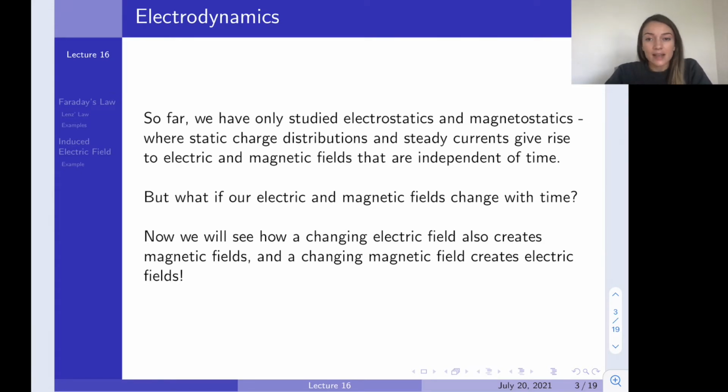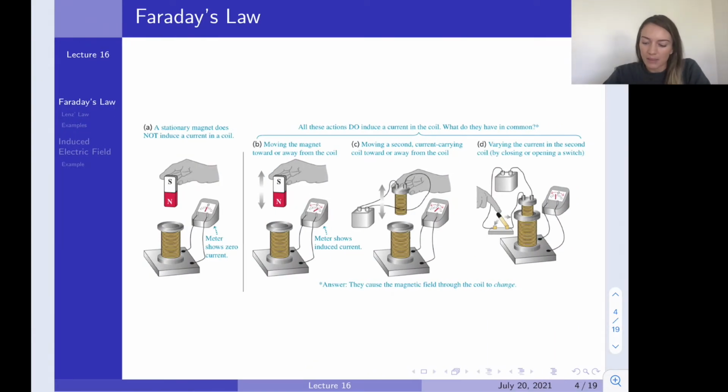So what we're going to see today is that a changing magnetic field will induce an electric field, and a changing electric field can induce a magnetic field. So they can act as sources for the other field. Michael Faraday was the one who discovered a lot of this. He was doing experiments where he would take a coil and move it over a changing magnetic field, or move a magnet through a coil and see how the current in the coil was affected.